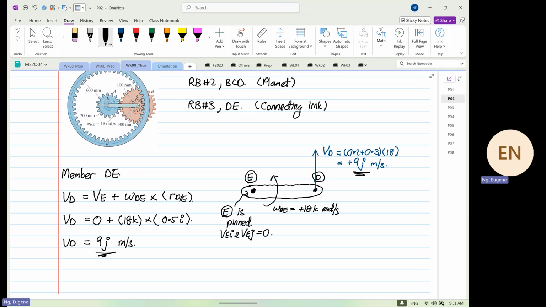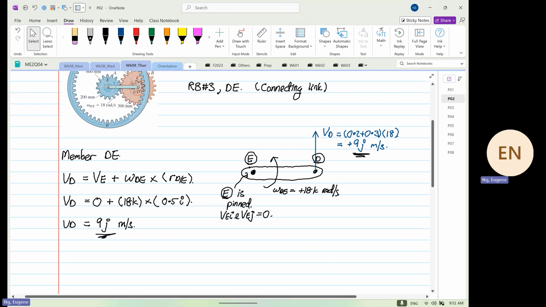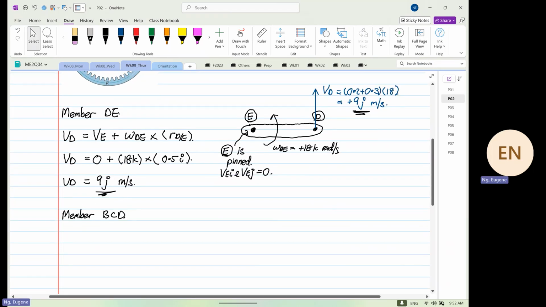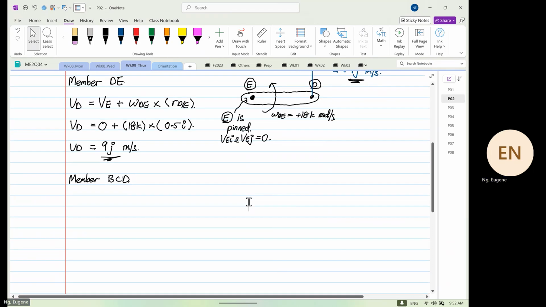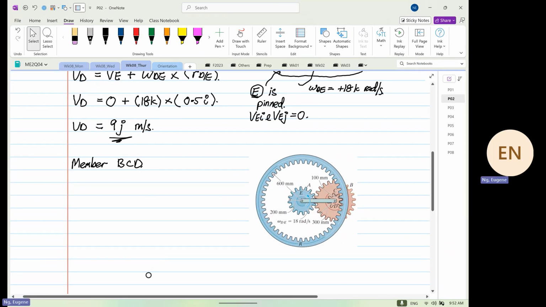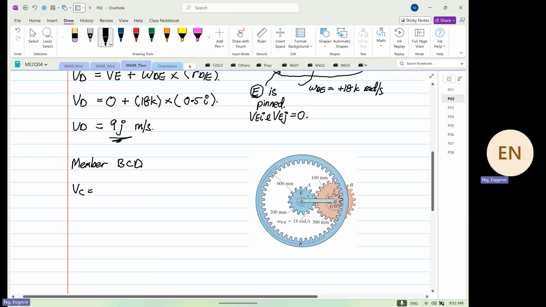So now we know our VD is going in that direction. So the next thing that we will focus on is C and D. Okay, so the next one we're going to write VC. Or before I go there, we are going to focus on member BCD. Okay, we're going to focus on member BCD. So if we focus on member BCD, we will write an expression that VC is equal to VB, sorry, is equal to VD.